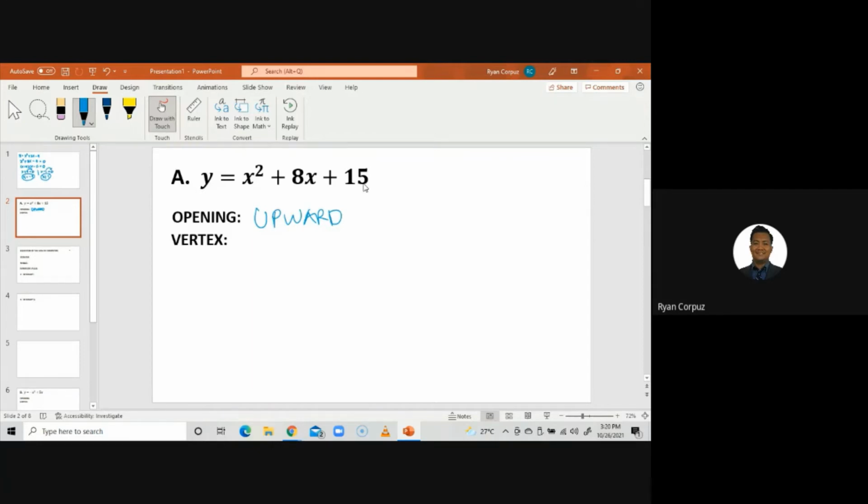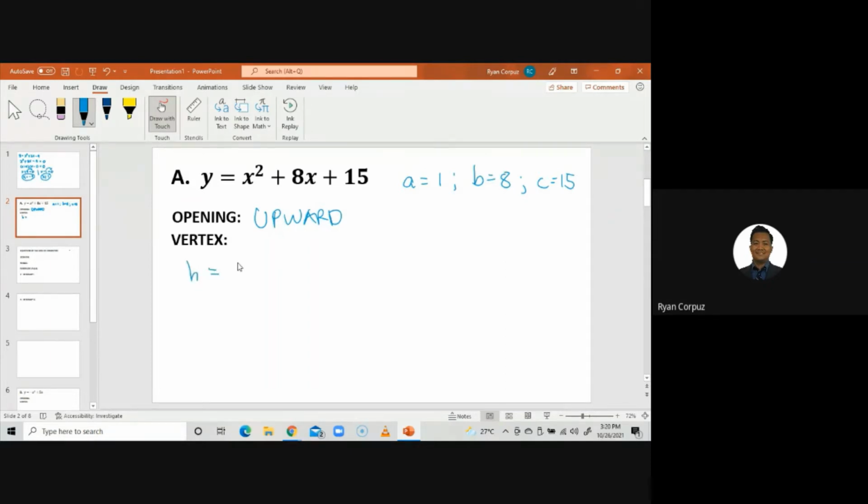So, now let's find out the vertex. To find the vertex, ang mas madali is we have to list down first the values of A, B, and C. So, ang value ng A dyan ay 1. Ang value ng B ay 8, while the value of C is 15. So we are going to make use of these values of A, B, and C for us to find out the vertex. So unahin natin finding H.